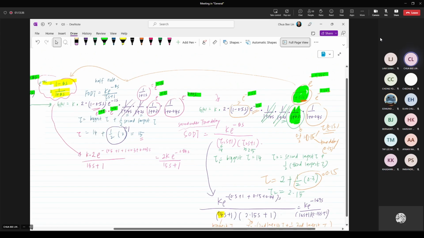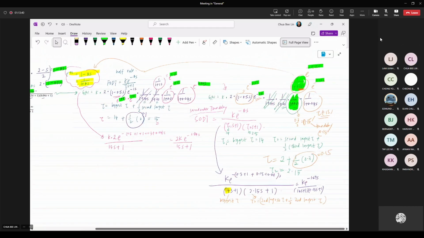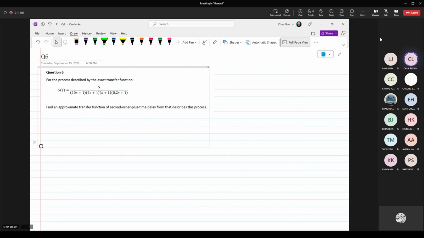Okay, so this is the second last question. We will try the last one, which is question 6. Let's say I use both. I try to use both Taylor and also the Skogestad half rule method. So now do this one and then the end of tutorial of today.